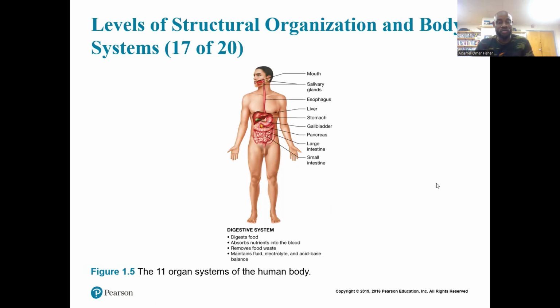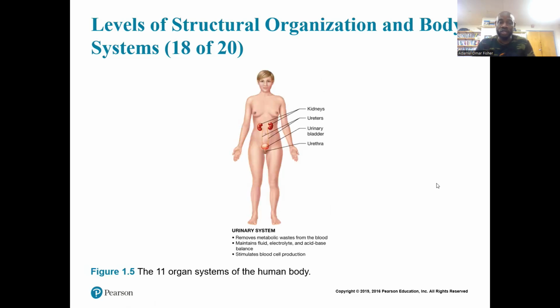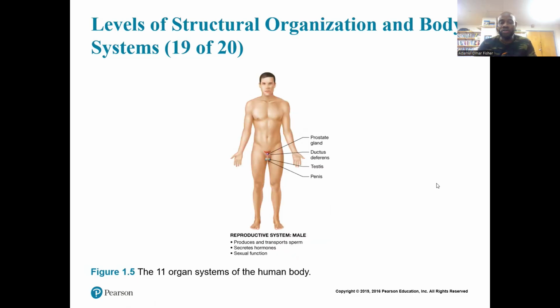Digestive system allows you to bring in nutrients that your body can use and transfer. It transfers those nutrients ultimately to your bloodstream. Urinary system allows you to remove metabolic waste from your body and also help maintain homeostasis. Reproductive system allows you to be able to reproduce, to make offspring.